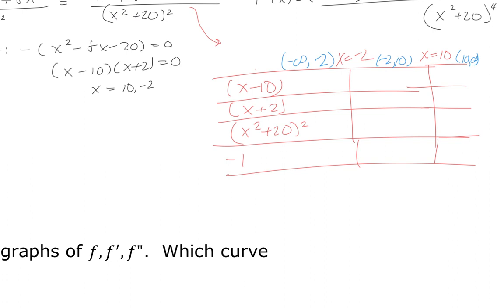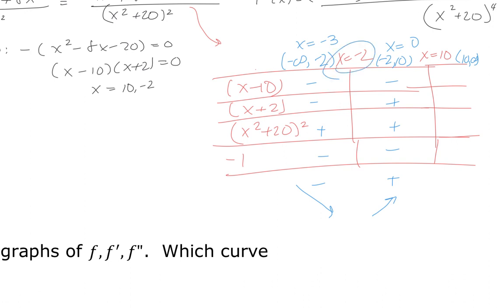So I would put in, say, x is equal to negative 3. This is negative, this is negative, this is positive, this is negative, this is negative. So I'm decreasing in that region. I would put in x is equal to 0. So when I put in 0, I'm going to have negative, positive, positive, negative. So this is positive, so we're increasing.